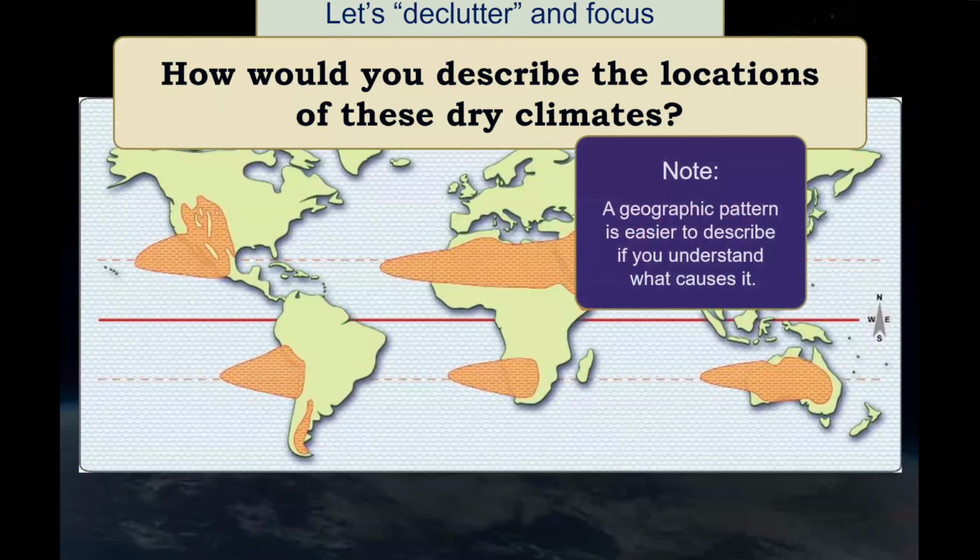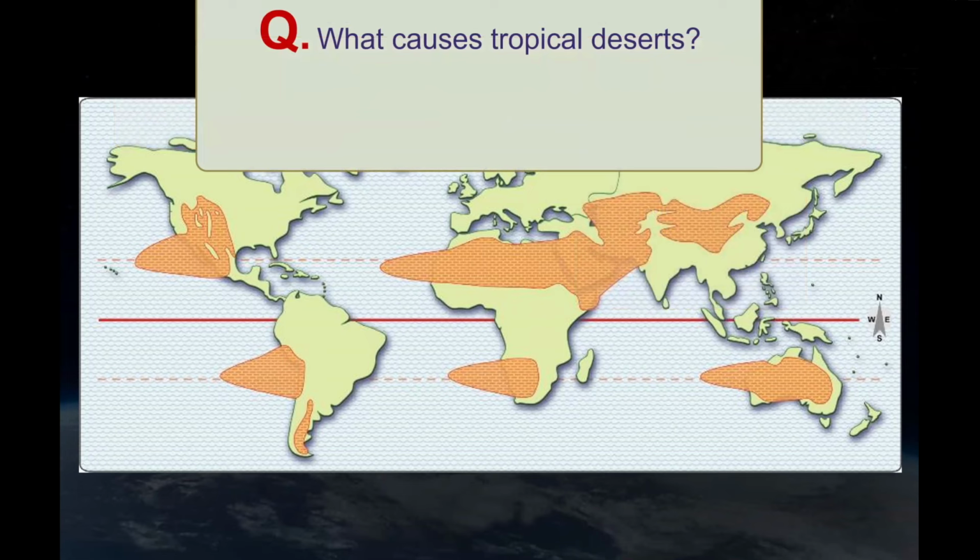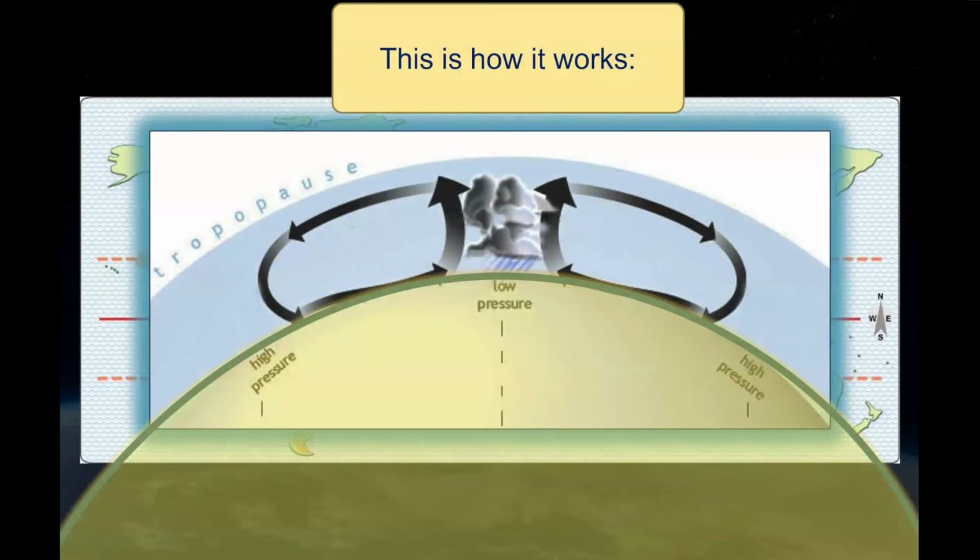And the fact is, it's a whole lot easier to understand and to explain the geographic pattern if you understand what causes it. So let's go back to the basic question: what causes a tropical desert? Rain near the equator. How? This is how it works.